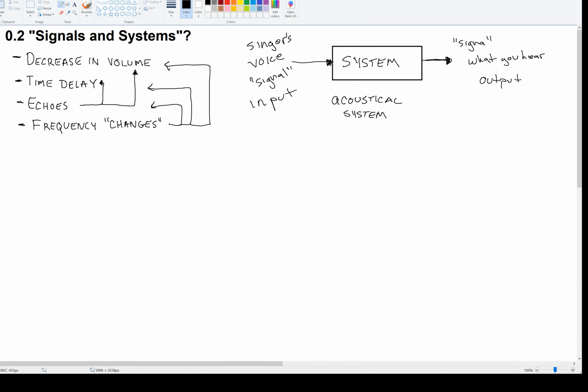We keep our types of analysis highly mathematical so that they can be applied to a lot of different applications. Okay, so the singer's voice, we can measure the singer's voice with something that's sensitive to pressure. If we did that, we can make a plot of the pressure versus time, and it might look something like this.